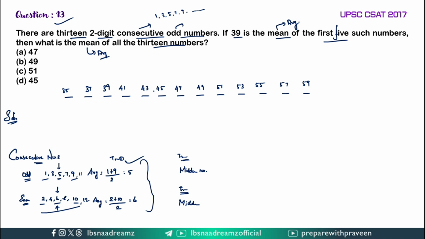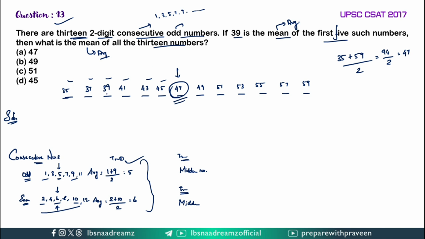In this question we have 13 two-digit odd numbers, so we can easily tell the middle number, that is the 7th, that 1, 2, 3, 4, 5, 6, 7, that is 47 is the average of all the numbers. Using trick 2, we are solving this. Let us try trick 1. Add 35 plus 59 divided by 2. 35 plus 59 is equal to 94, divided by 2 is equal to 47, right? So in trick 1 also we are getting 47 as the average.